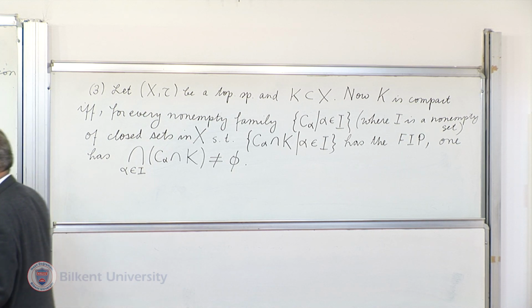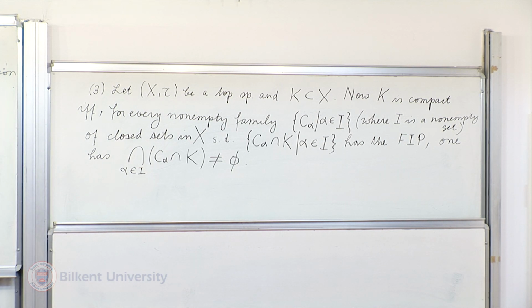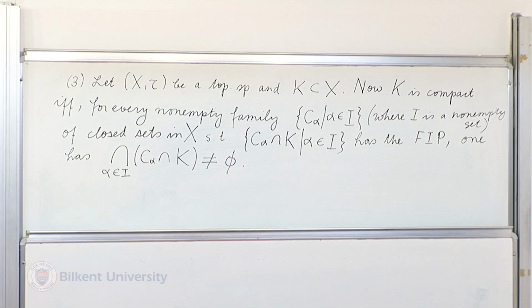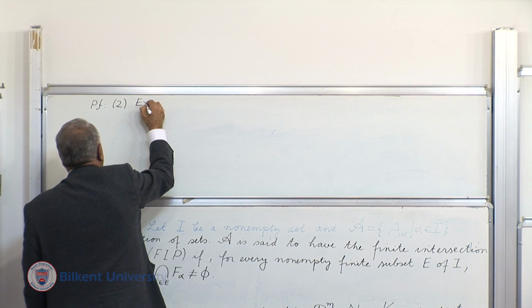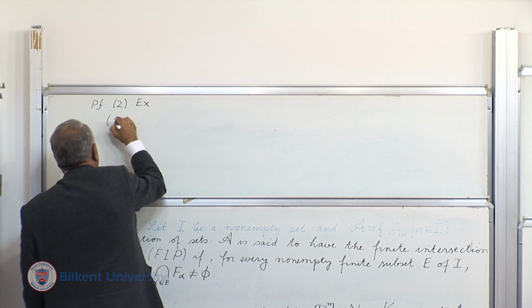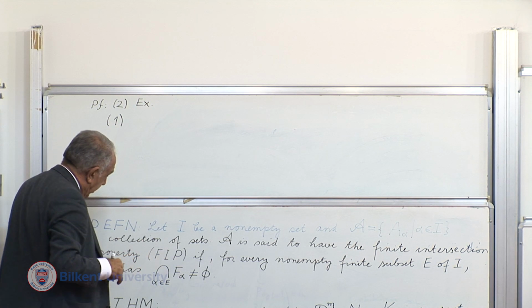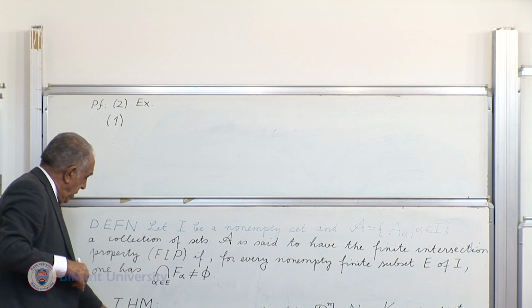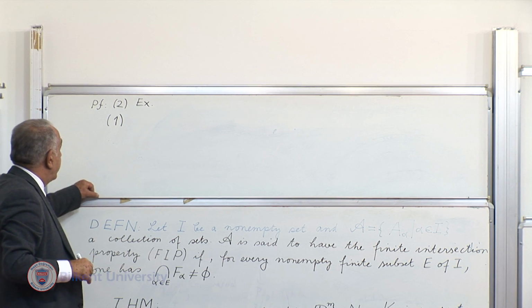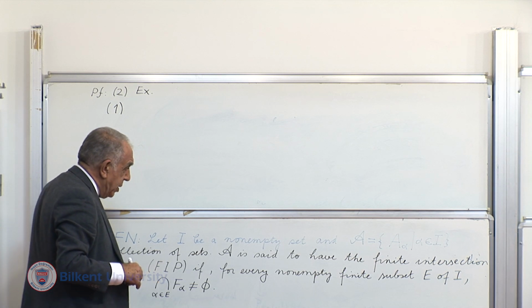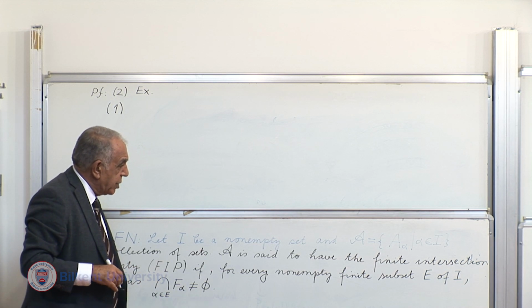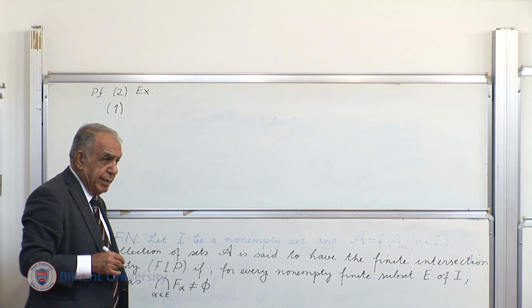So let's start by first noting that by proving that one holds if we assume the truth of two. Okay, so it's a biconditional. Now let us first assume that K is compact.